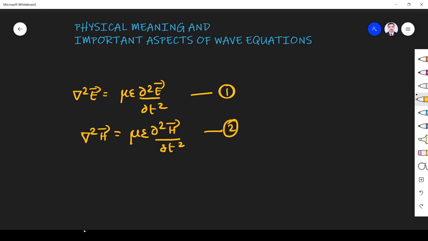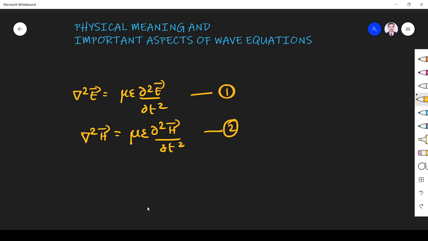Hi students, welcome to this session on the physical meaning and important aspects of wave equations. Everyone knows that these two are wave equations in terms of electric field and magnetic field in free space. Let us see what information we can gather from these two equations.